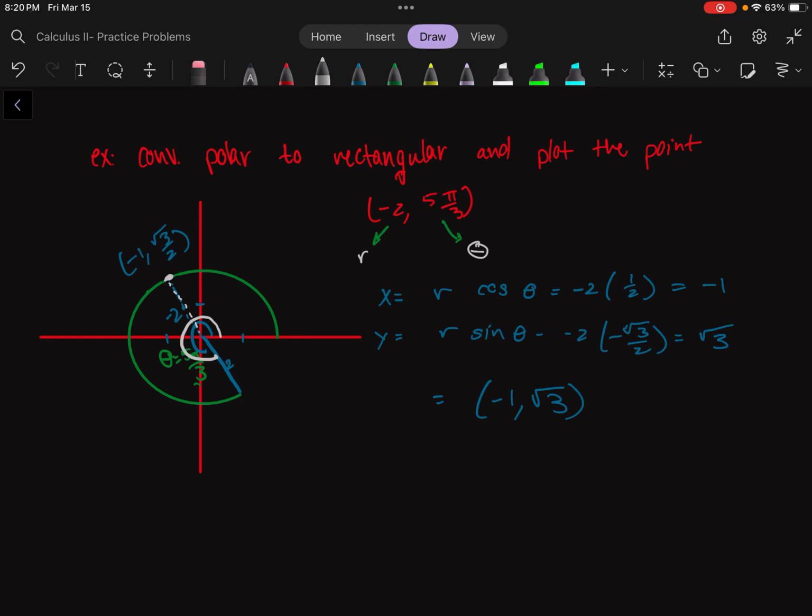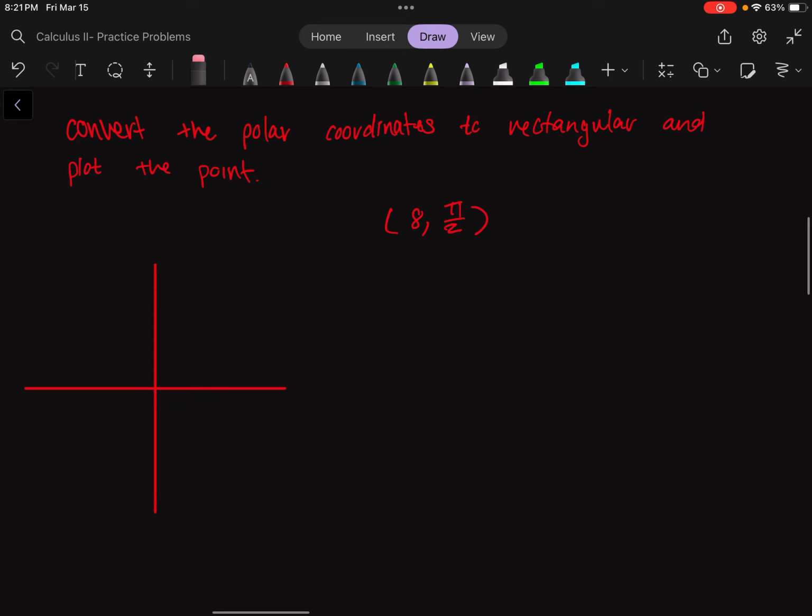But how can we describe that point in rectangular coordinates? Well, x is equal to r cosine theta, so -2 cosine of 5 pi over 3 is -1. Y is equal to r sine theta, so it's going to be -2 times sine of 5 pi over 3, which is √3. And as you can see, we ended up in about the same point. So let's look at an example now of doing the same thing, converting this point, 8, pi over 2, to rectangular and also plotting the point.